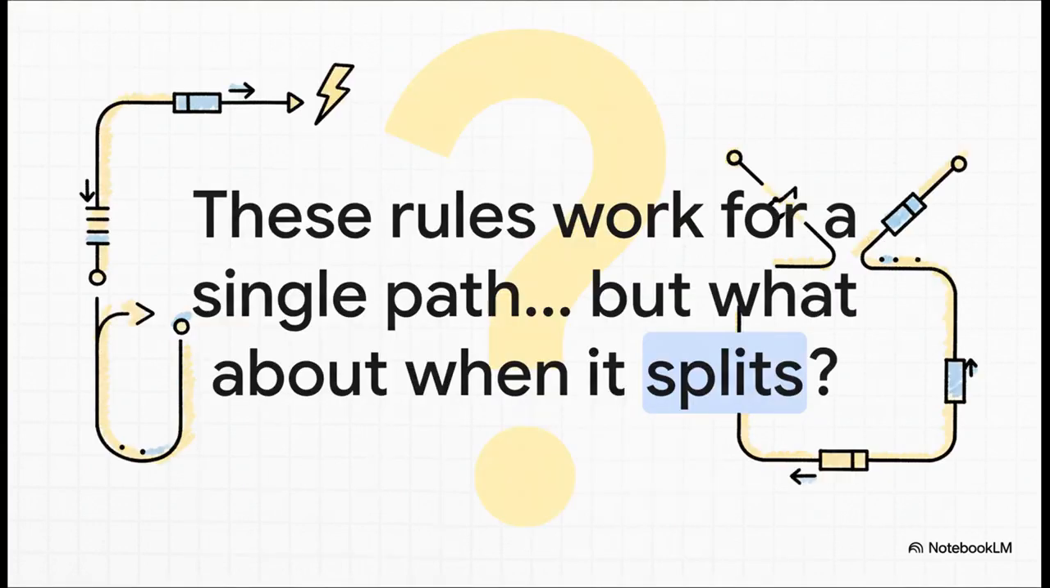So these rules we've covered are perfect for a single path. They explain everything flawlessly. But what happens when that path splits? What happens when the current gets to a fork in the road and suddenly has a choice of which way to go? Well, that's where things get really interesting. It's a whole new ballgame with a whole new set of rules. For another time.